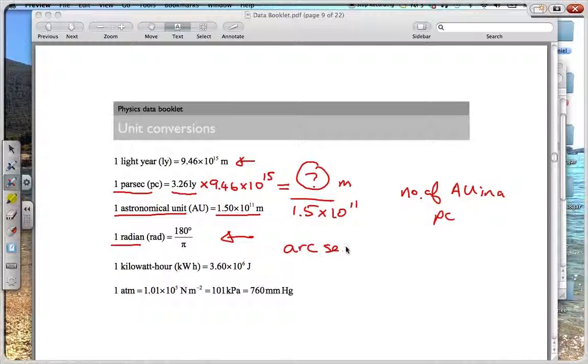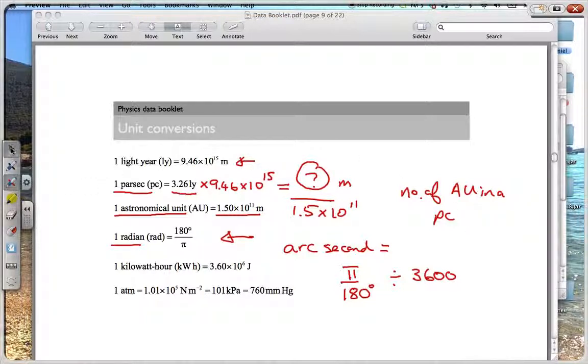1 arc second in radians is going to be as follows. Pi is 180 degrees, so we divide pi by 180. That will give us 1 degree in radians, and then you've got to divide by a further 3,600 because there are 3,600 seconds in a degree. Every degree is split up into 60 minutes and every minute into 60 seconds. So this is actually 1 arc second in radians.